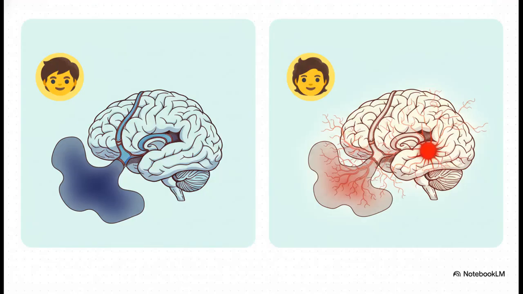Moyamoya is just a fantastic example of a chameleon. It's this progressive narrowing of the carotid arteries, but it presents completely differently depending on the patient's age. In kids, that narrowing leads to ischemic strokes in those vulnerable watershed areas. But in adults, it's the fragile new collateral vessels, that classic puff of smoke you see on an angiogram, that are likely to rupture and cause a bleed.